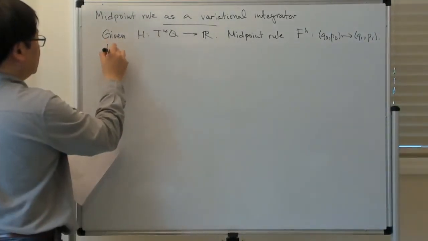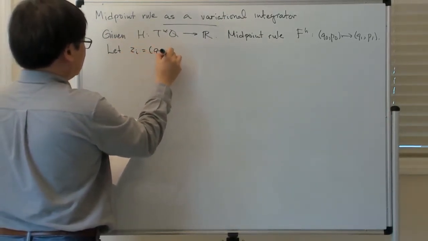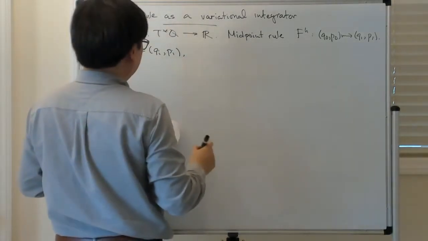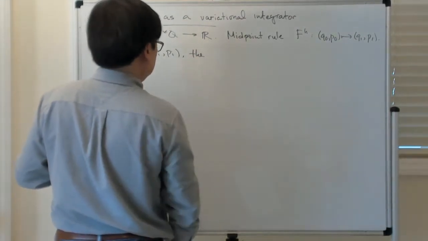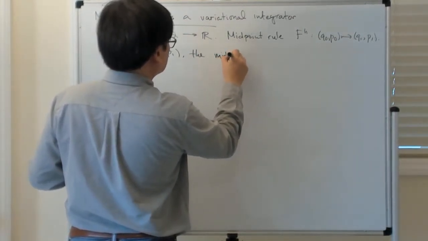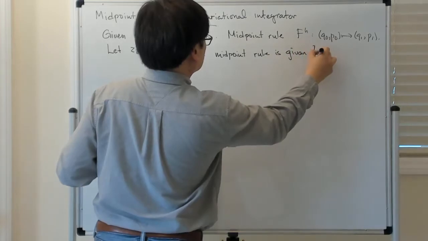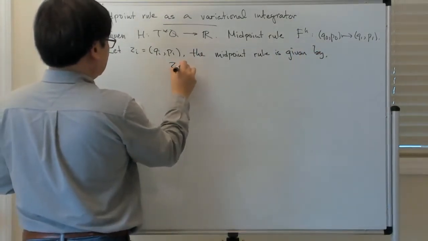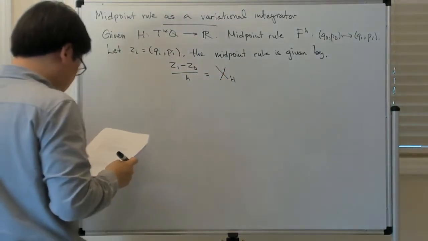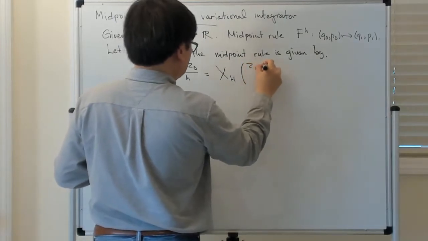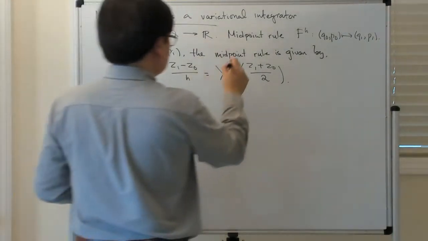And if you let Z_i be (Q_i, P_i), then the midpoint rule can be written as follows. So (Z1 minus Z0) over h is equal to the Hamiltonian vector field X_H evaluated at (Z1 plus Z0) over 2. Okay, all right, so this is the midpoint rule.